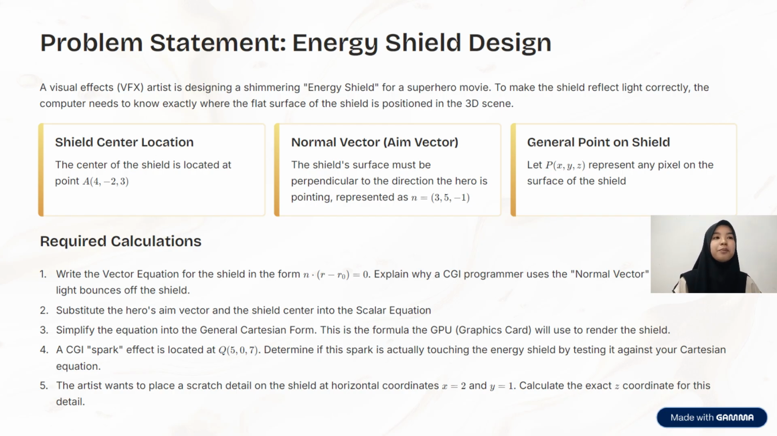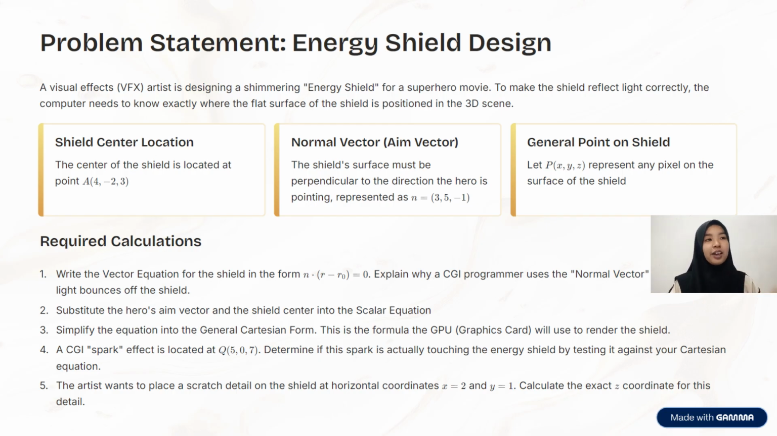Okay, this is just a description of the problem statement just now. This dynamic visual demonstrates the practical application of vector mathematics in real-world visual effects. The precise geometry and light interaction of the energy shield are controlled by vectors, with normal vectors being key to defining its surface orientation and how light reflects off it in a 3D scene. This allows the sheet to shimmer and reflect light realistically, bringing complex mathematical concepts to life on screen.